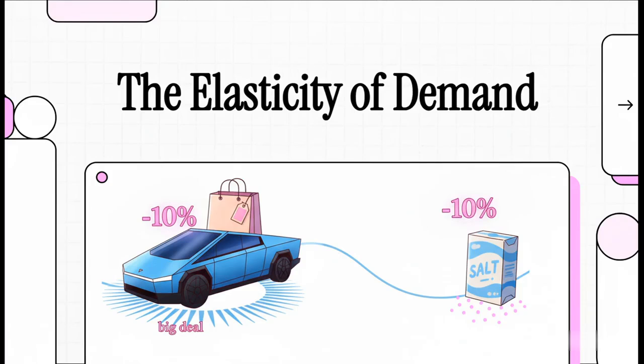You ever wonder why, say, a 10% discount on a new car feels like this massive, gotta-have-it deal, but 10% off table salt, you probably wouldn't even notice? Well, it all boils down to this super fundamental concept in economics, almost like its own law of gravity. We're talking about the elasticity of demand. So yeah, let's get right into it.